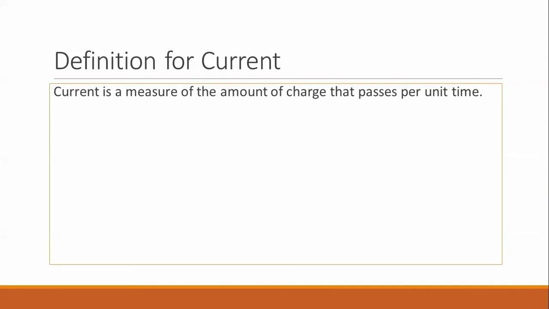So our definition for current is it is a measure of the amount of charge that passes per unit time. The units we use, we're going to say it is the change in charge, or delta Q, over change in time, delta T. And this is a capital I. I is what we use to represent current. So I is defined as delta Q over delta T, and this equation is on your AP Physics 2 equation sheet.